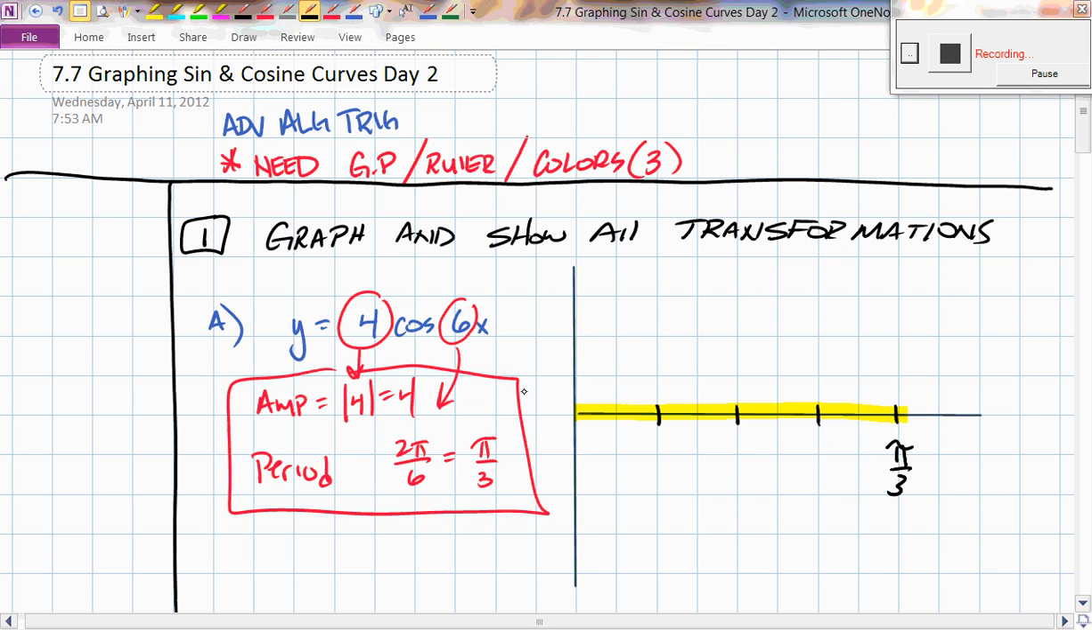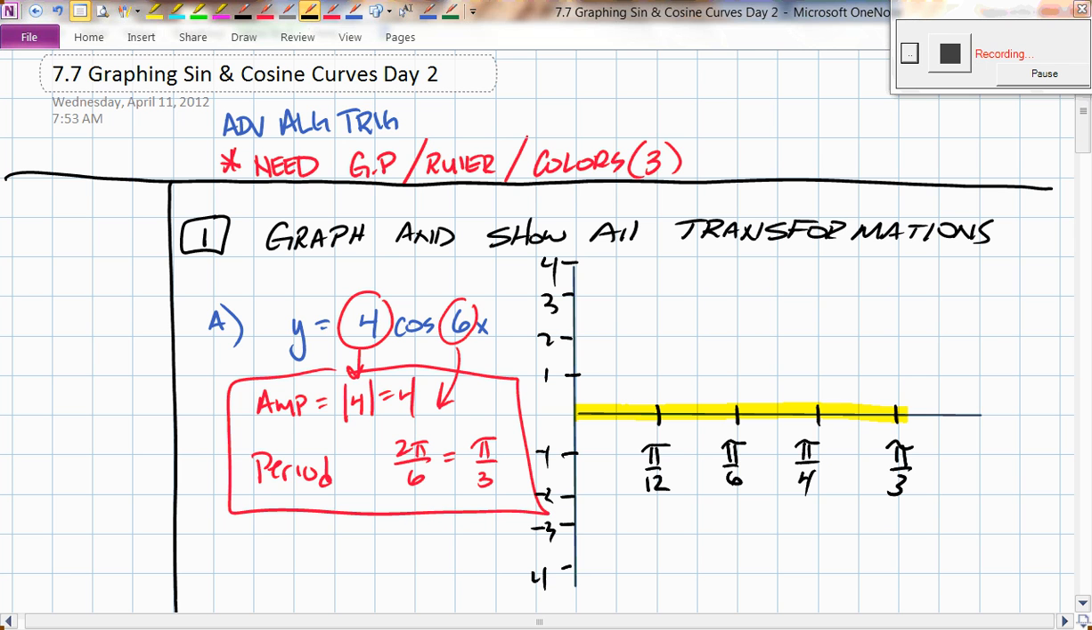What's in between 0 and pi over 3? Pi over 6. What's in between 0 and pi over 6? Pi over 12. Now just start counting: 1 pi over 12, 2 pi over 12, so this has to be 3 pi over 12, which of course is pi over 4. Good. Now I need to go up and down to a height of 4, because the amplitude is 4. So I'll label 1, 2, 3, 4, negative 1, negative 2, negative 3, negative 4.